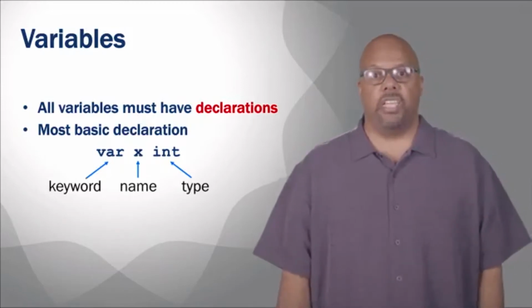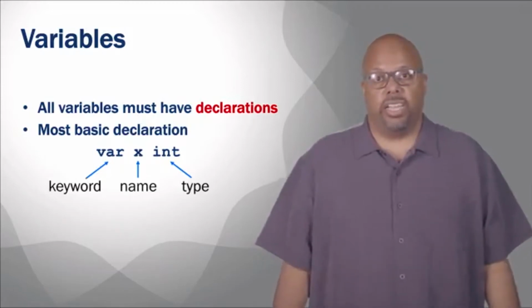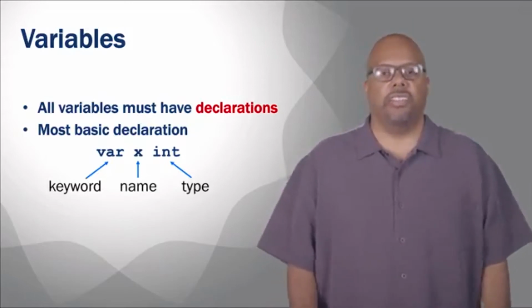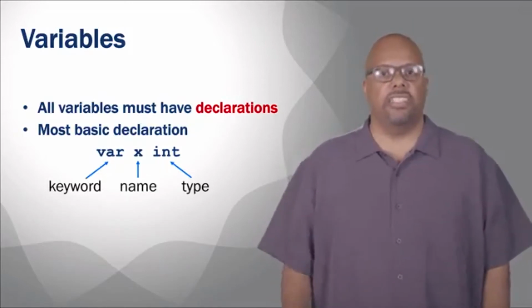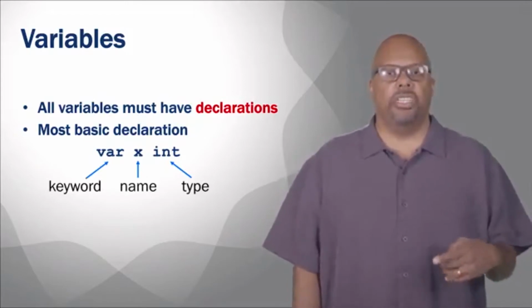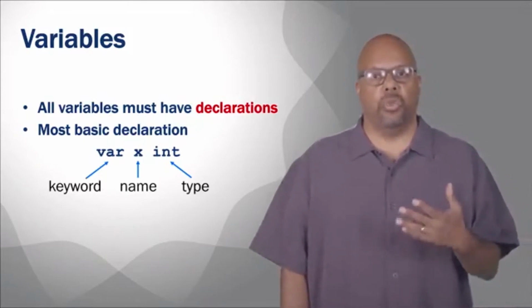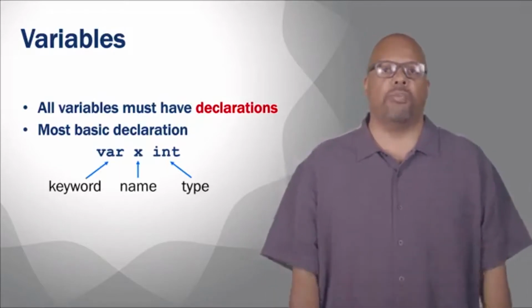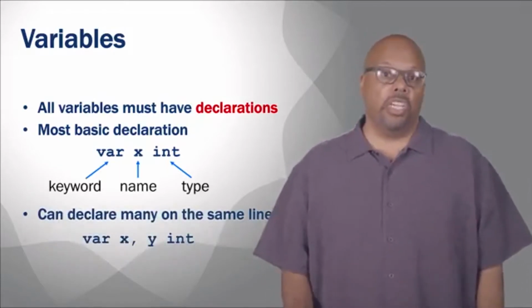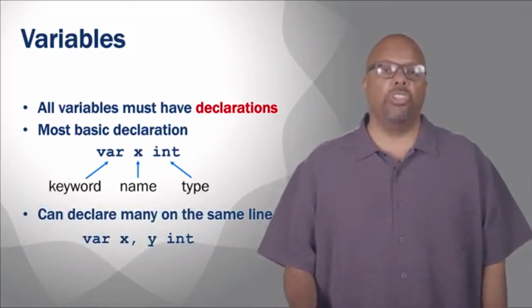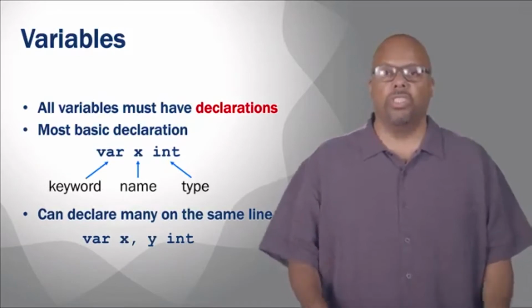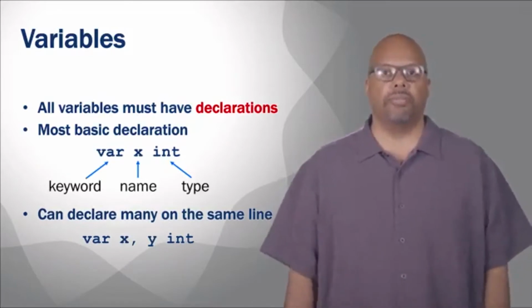So var is the keyword for a declaration of a variable. After that, I have the name, so my name of a variable is called x. And then after that, I have the type, var x int. That's a declaration of this variable x. It says it's an integer. And the compiler needs to know what the type is, so it knows how much space to allocate, what operations to perform, that type of thing. You can declare many on the same line if you want to, just comma separated, so var x, y int, and you can do that as much as you want.